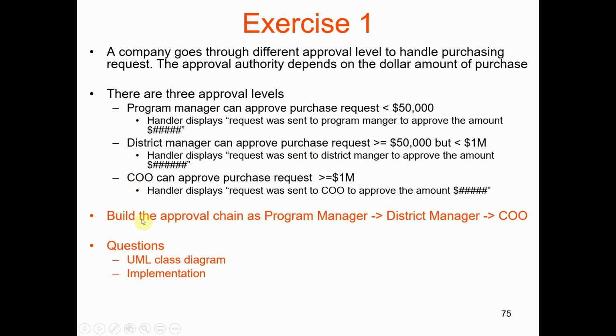So here I want to build a chain, and I give you the chain sequence. First, check with the program manager. If the program manager can handle it, fine; otherwise forward to the district manager, and then eventually the last one in the chain is the COO. I want you to provide a UML class diagram and then provide your code. I'll give you about 20 minutes to work on both the class diagram and the code, and then please pause your video and come back.